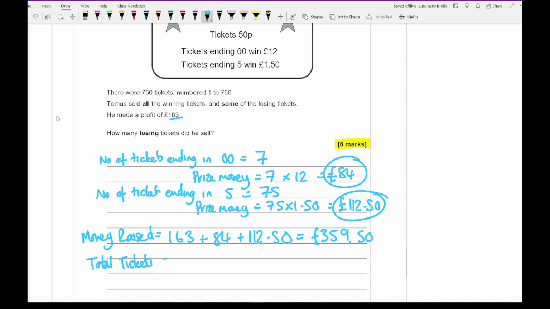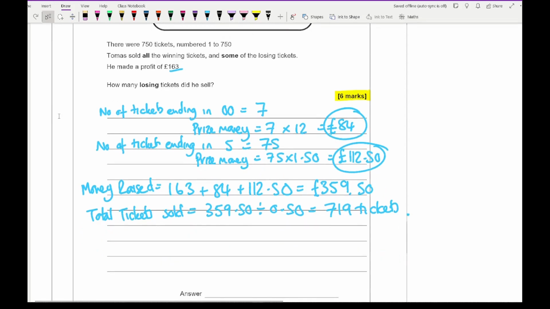So total number of tickets sold is going to be 359.50 divided by the cost of one ticket, which is 50 pence, and that comes up to a total of 719 tickets. Now that's not the final answer, because obviously all the winning tickets were sold. So the losing tickets is going to be 719 minus the number of winning tickets. So it's 719, take away 7, take away 75, which gives me a total of 637.